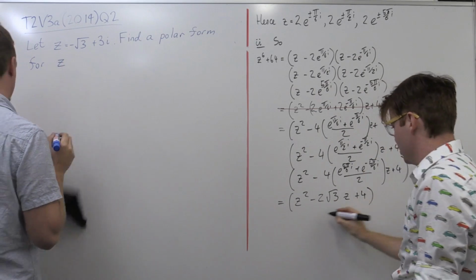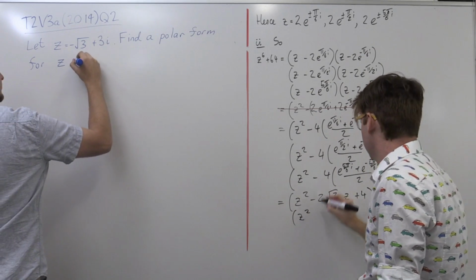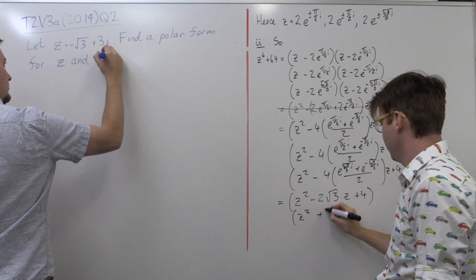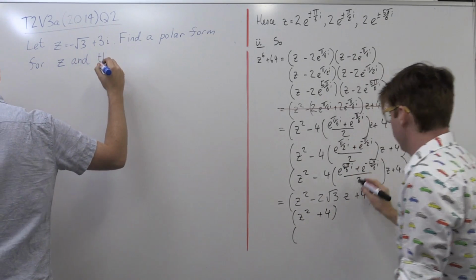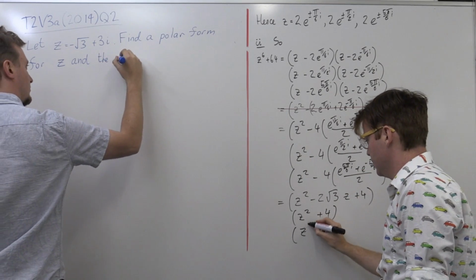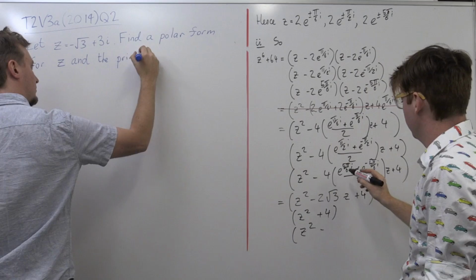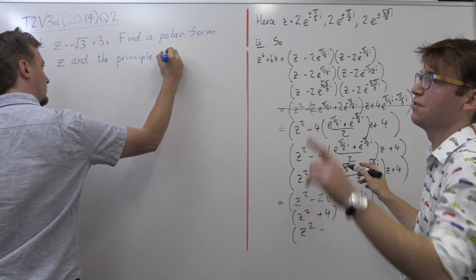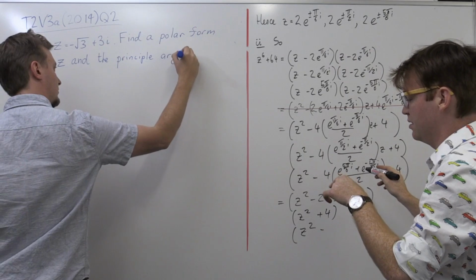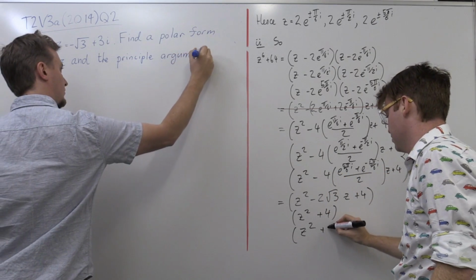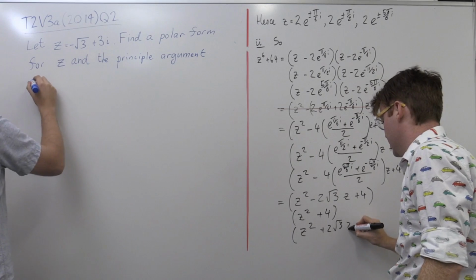So my second term is even better. That's z squared plus no z term plus 4. And my final term is z squared minus 4 times cos of 5 pi on 6, and cos of 5 pi on 6 is negative root 3 on 2. So that becomes z squared plus 2 root 3 z plus 4.